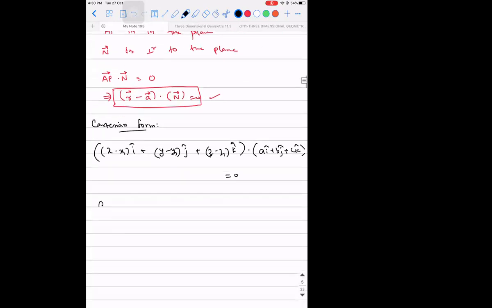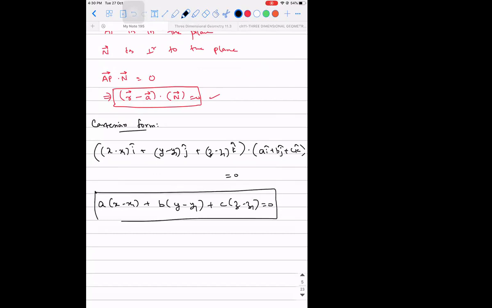Then what will be the required equation? A into x minus x1 plus b into y minus y1 plus c into z minus z1 is equal to 0. This is the required Cartesian equation, and this is the required vector equation. Clear?